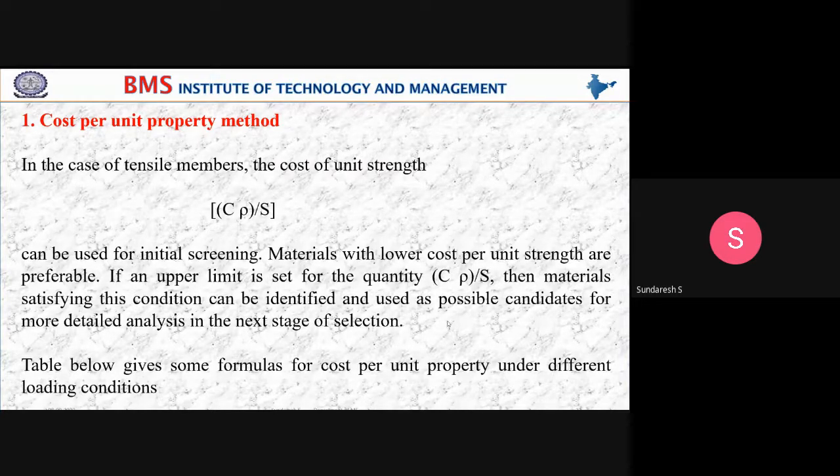So initially, when you want to screen, you will have plenty of materials in front of you with different properties. What you are supposed to do here is select the materials which can be applicable for your purpose and for manufacturing your product. There will be different materials with different properties that might be useful for your product, so first you need to segregate them.